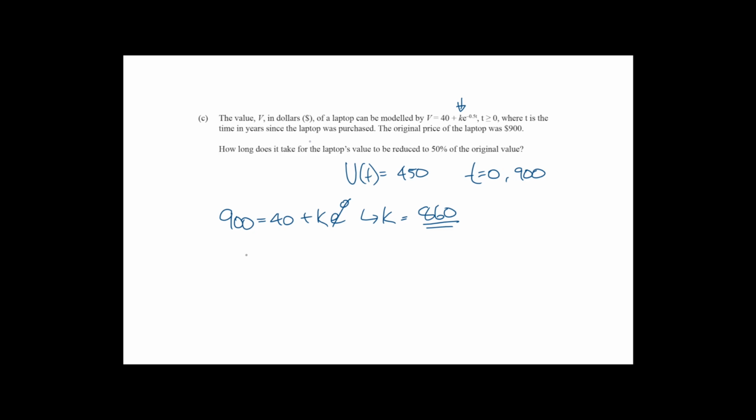Piece of cake, he says. So 450 is going to be equal to 40 plus 860 e to the minus 0.5 t. So let's make our life as easy as possible before we go to logarithms. So let's take 40 away from both sides.